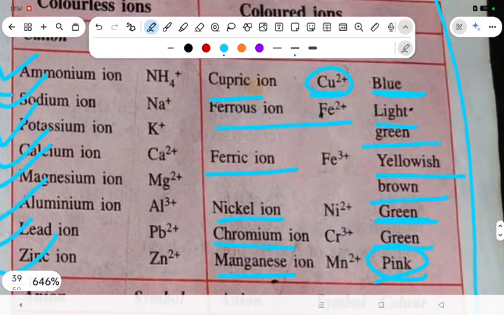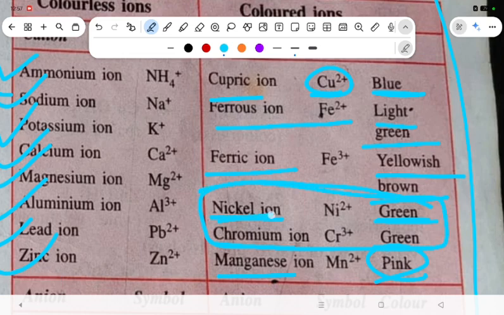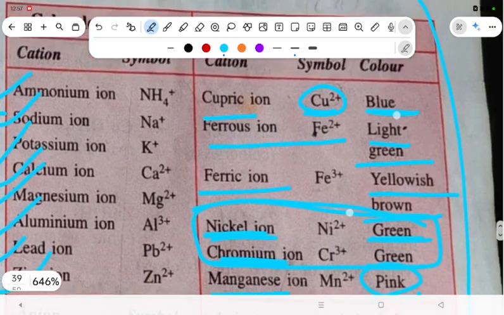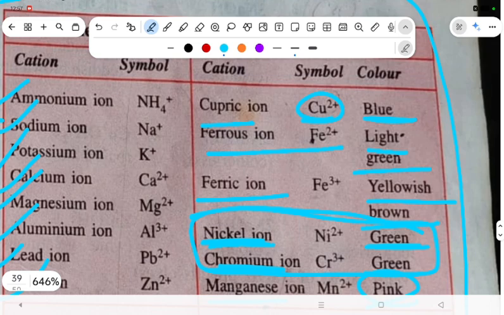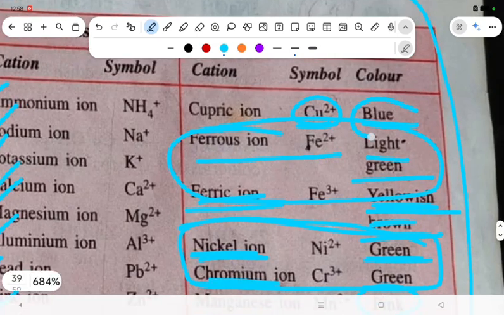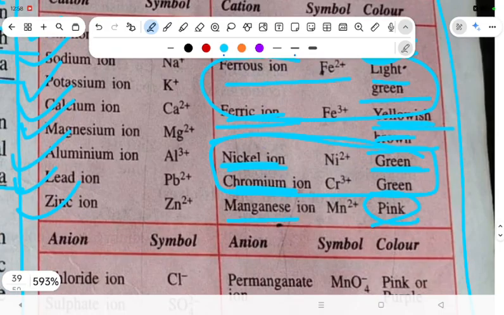You can relate that these two are the same color, green: nickel and chromium. Commonly, ferrous and ferric, we know the color from our general life, so it is easier. Ferrous is light green and ferric is yellowish brown. Cupric, please remember, is blue, and manganese is pink.